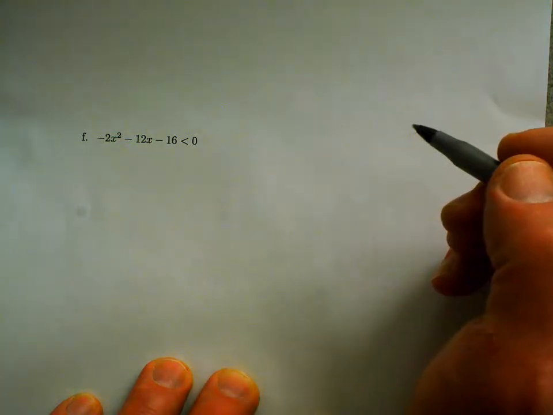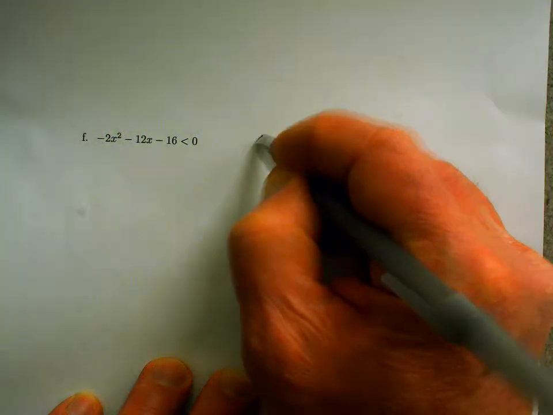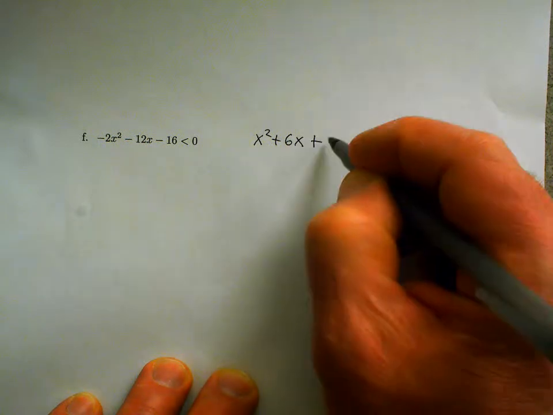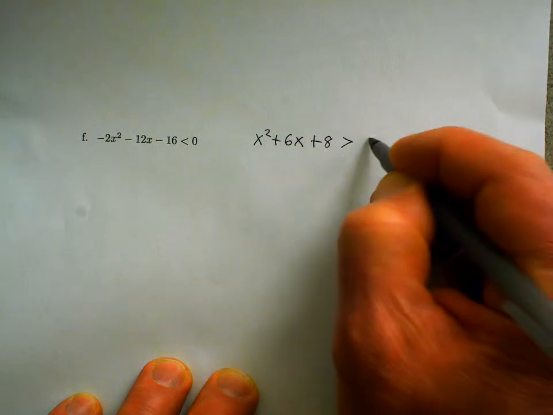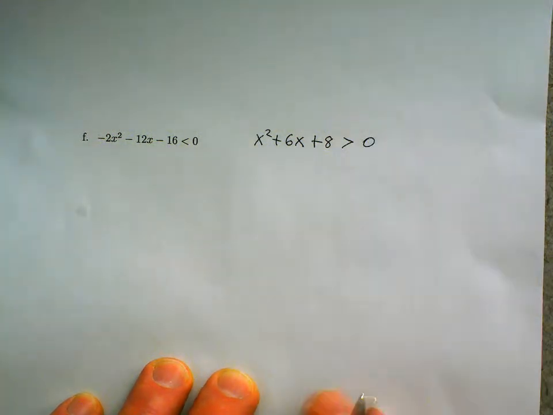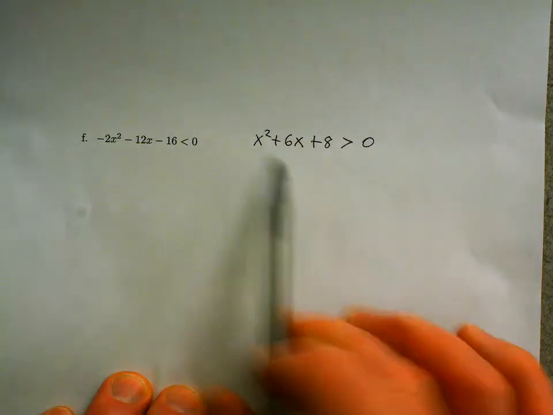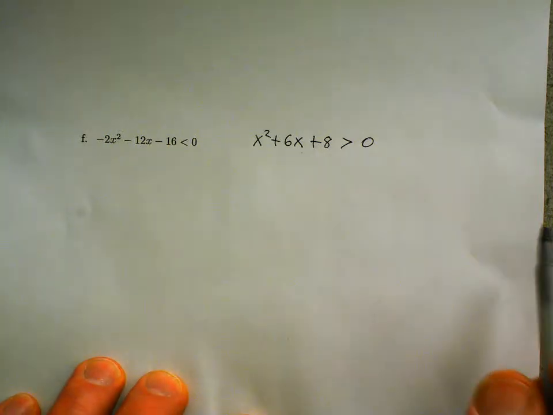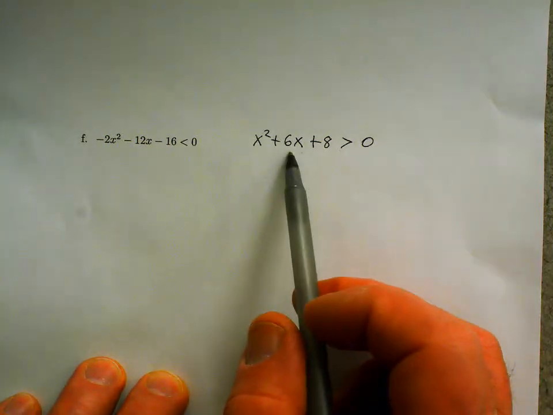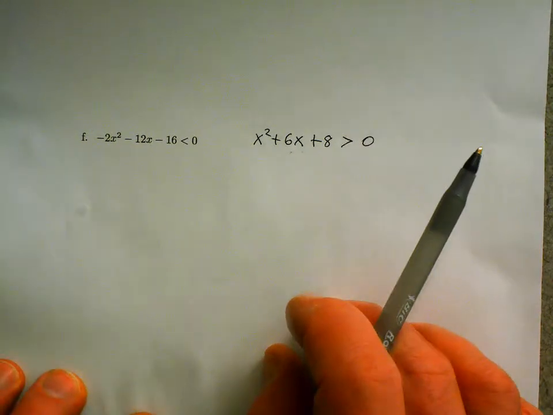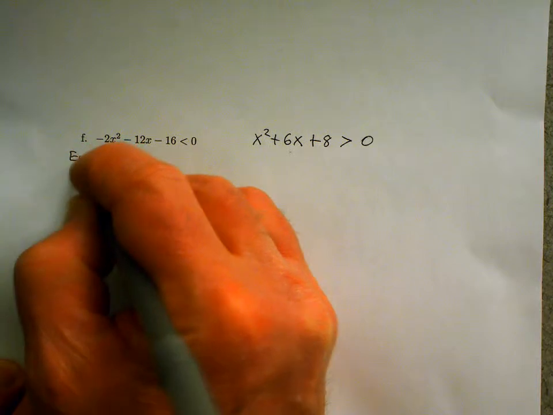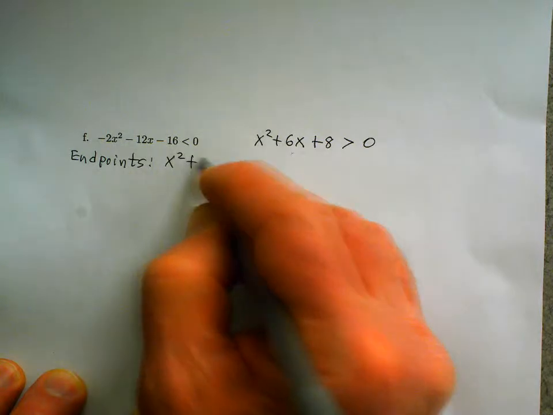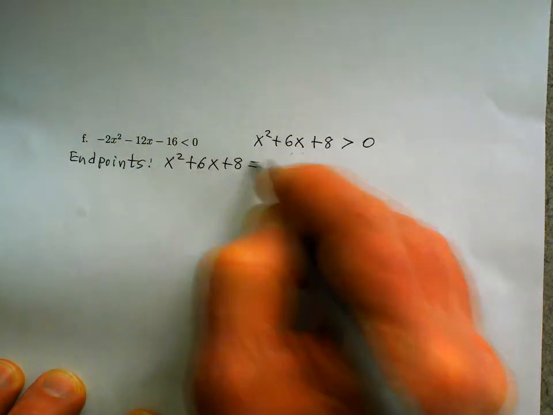So when we divide every term on both sides by negative 2, we'll get x squared plus 6x plus 8 is greater than 0. Okay, so that looks right. To find the endpoints, we solve x squared plus 6x plus 8 equals 0. So to find the endpoints, we solve the equation we get by replacing the inequality with equals.